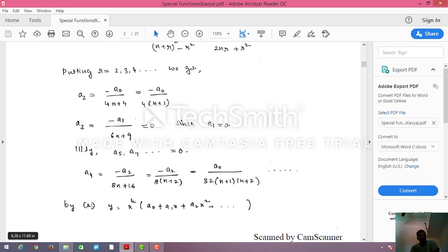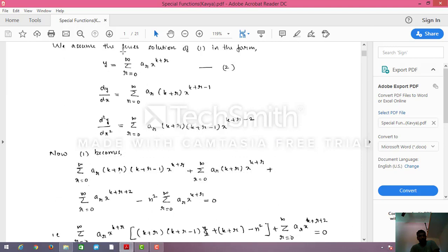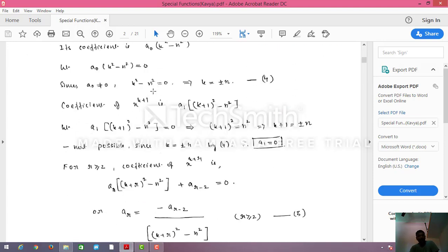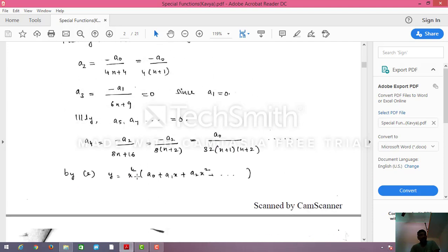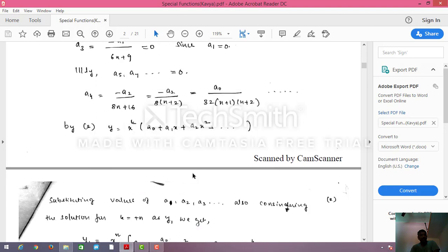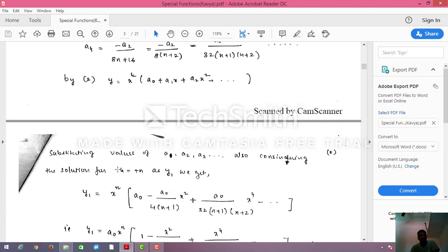Now by equation 2 we get y equal to x power k into... what is equation 2? I already told you: y equal to summation of r equal to 0 to infinity of a r into x power (k plus r). In this, I am substituting the values a0, a1, and so on. If you substitute all those values, you get the expansion I wrote here. Next, substituting the values of a1, a2, a3, for k equal to plus n, we will treat that as y1.